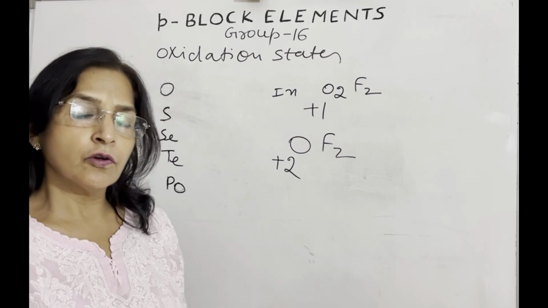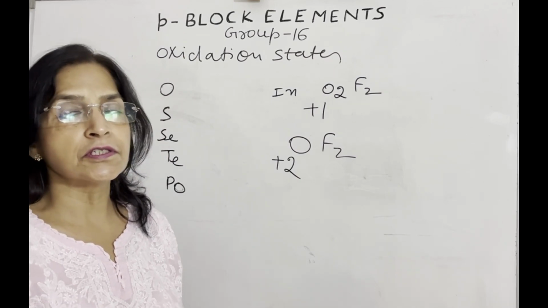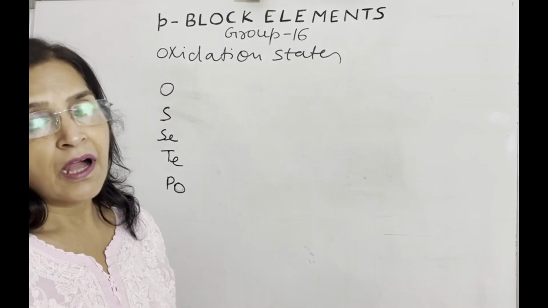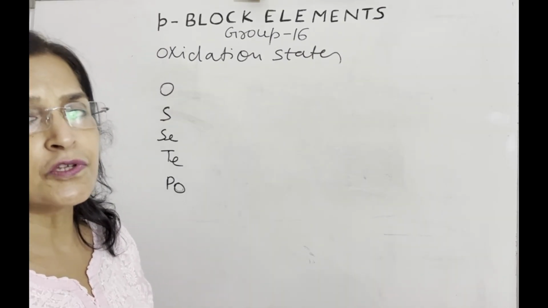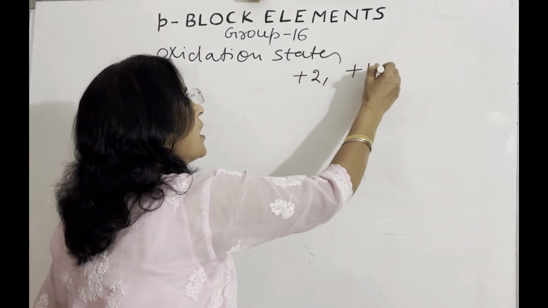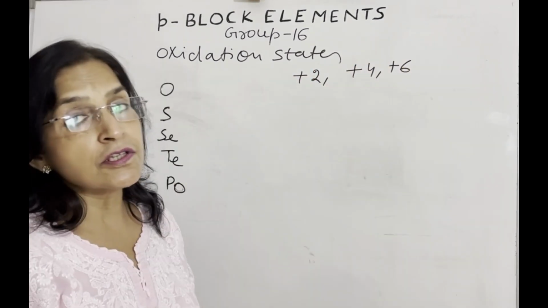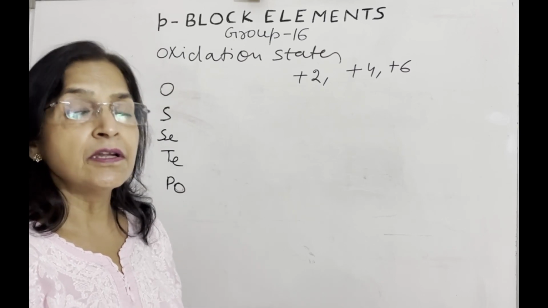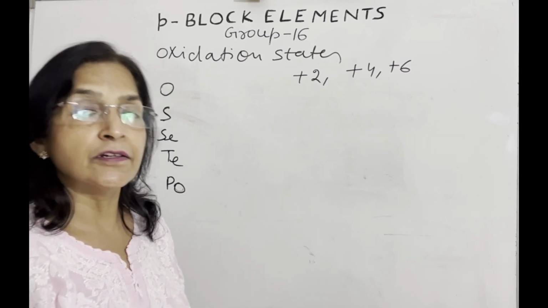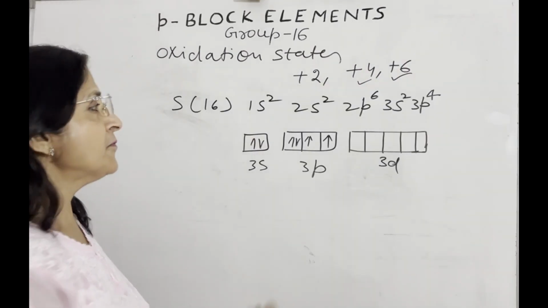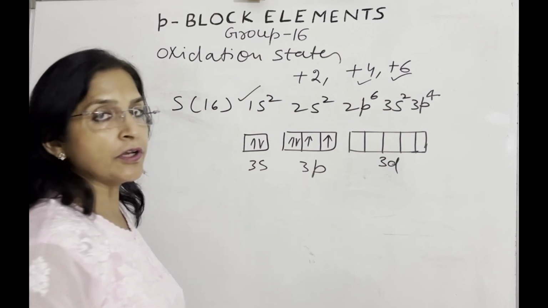As we move down the group, the tendency to show negative oxidation state decreases. Polonium shows only positive oxidation states. Higher elements of this group show positive oxidation states +2, +4 and +6. Because of the availability of empty d orbitals, higher elements can expand their electronic configuration and show higher positive oxidation states. For example, in sulfur, this is the ground state electronic configuration.